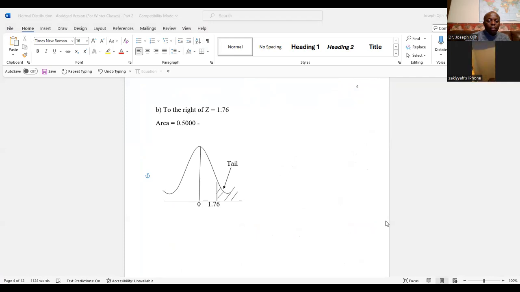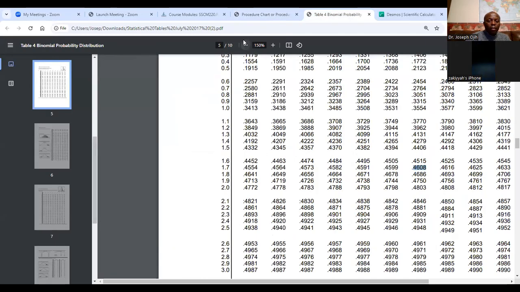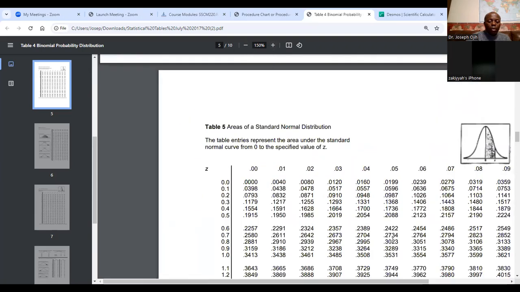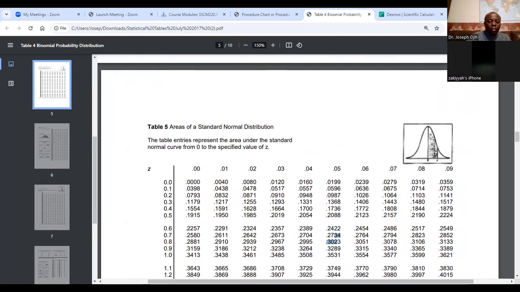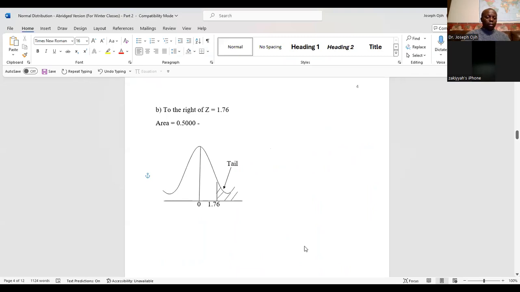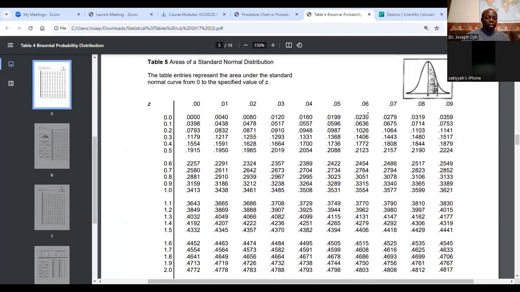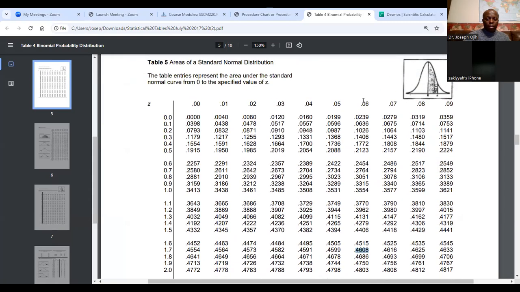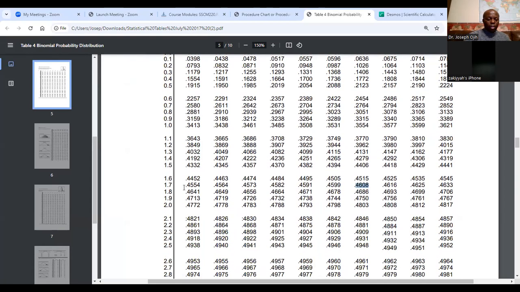The table is right here. Let's see, table 5. 1.7 under 6, I believe that's what it is. Let me double check. Yeah, 1.76. So you look at 1.7 under 6. See 1.7, look at the Z. This is 6 right here. So 1.7, you go under 6. And this is 0.4608.